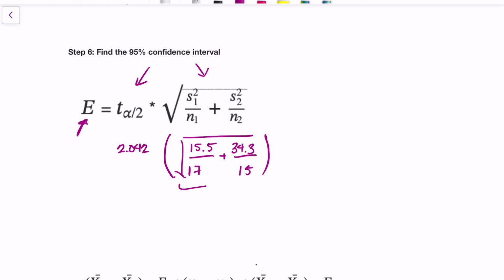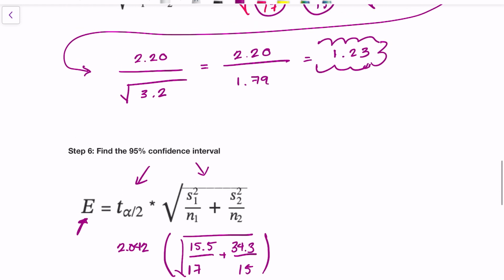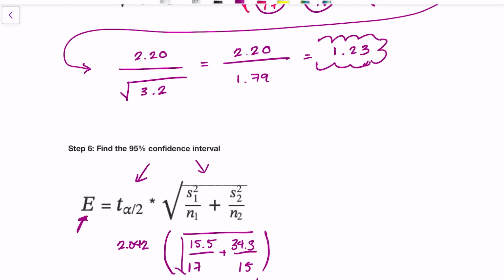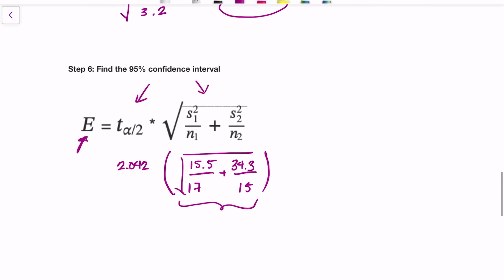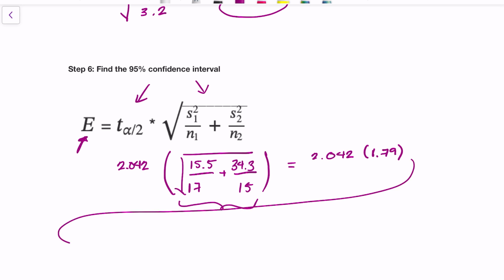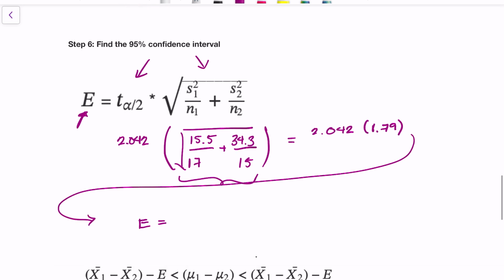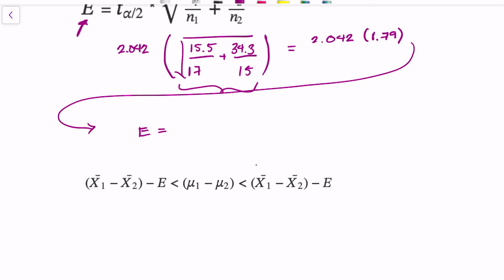We kind of already know what this is. We already did it here. There it is. So it would be 2.042. So it's nice if we have to do the whole problem, because the confidence interval is really easy to do. We only have to do it once. That's what I'm trying to say. 1.79. Let's go back here. So E, which is my margin of error, is going to be 3.65.